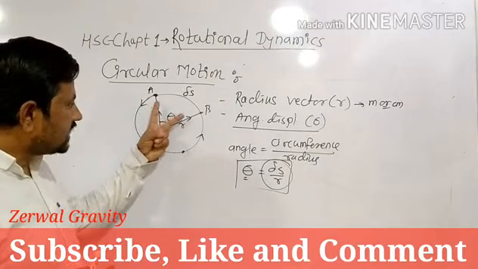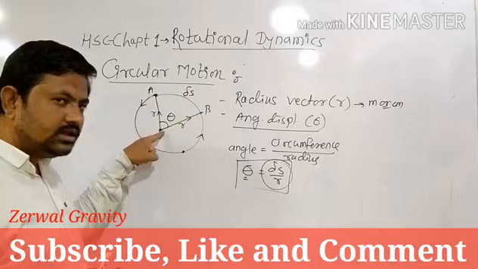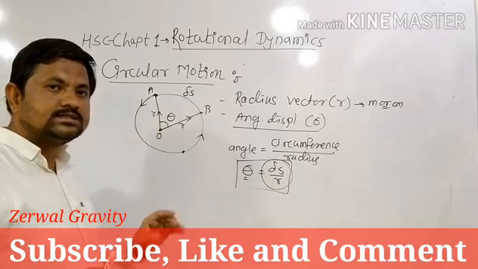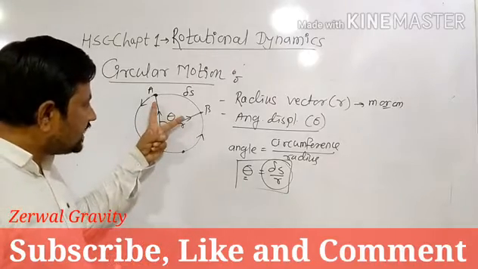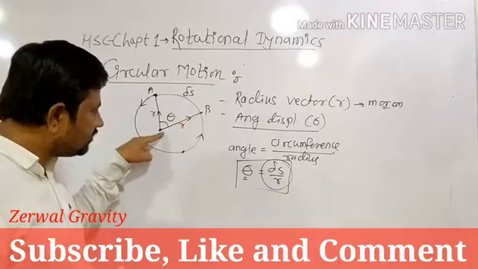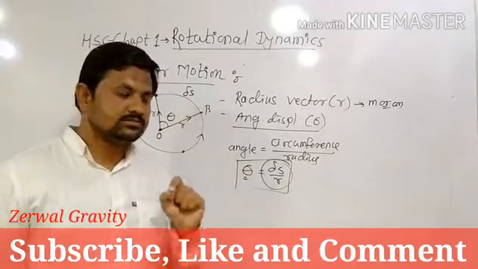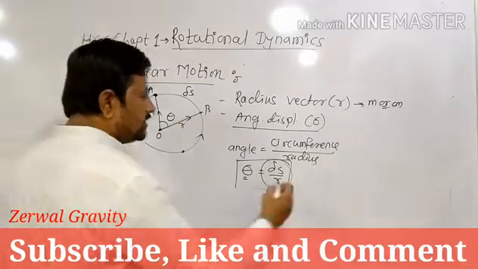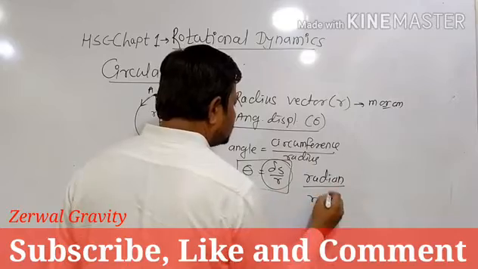The angle described by the radius vector at the center of the circle in a given time is called angular displacement. What is angular displacement? The angle described by the radius vector at the center of the circle in a given time is called angular displacement, and angular displacement is measured in radian.